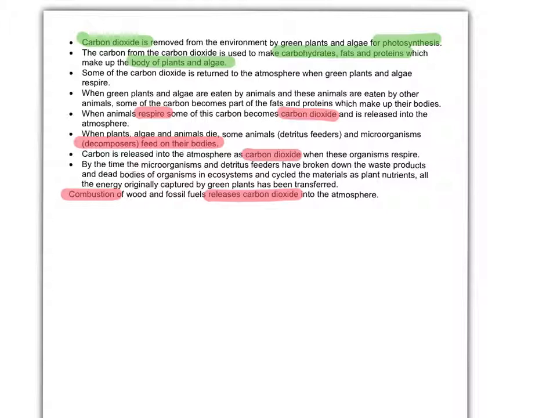We also mentioned how the carbon dioxide in green plants and algae can be absorbed as they are eaten by animals. The final point from the carbon cycle diagram was that some of the carbon dioxide that is taken in during photosynthesis is returned to the atmosphere when green plants and algae respire at night.